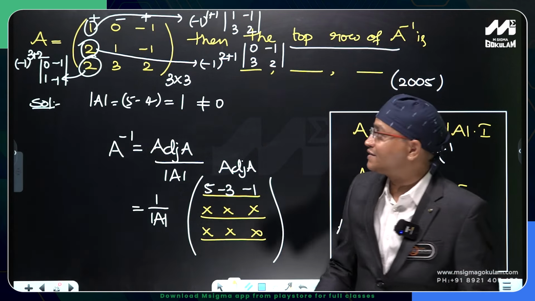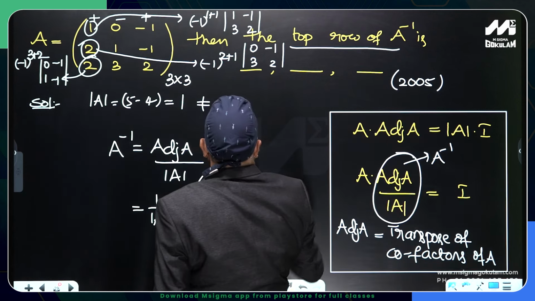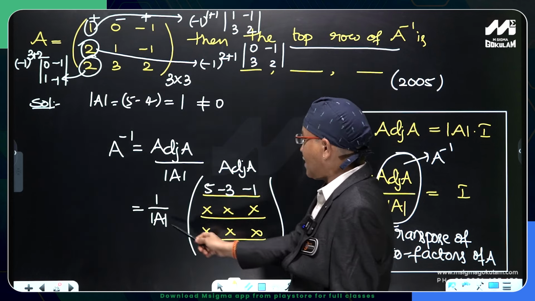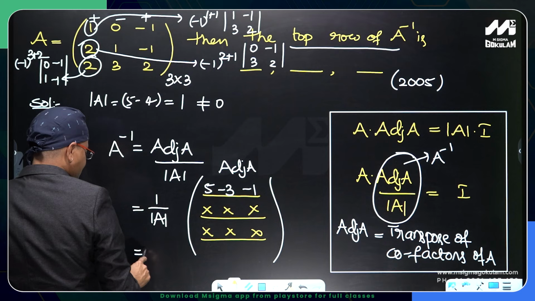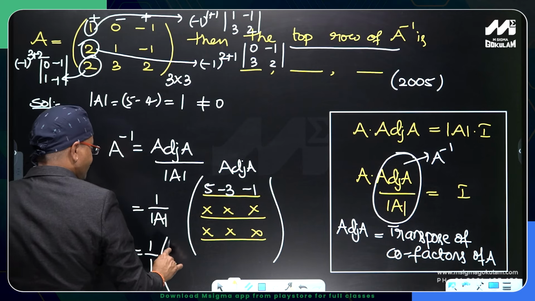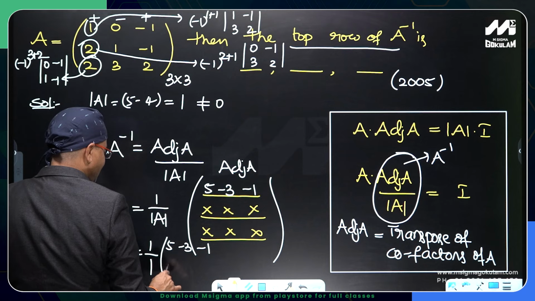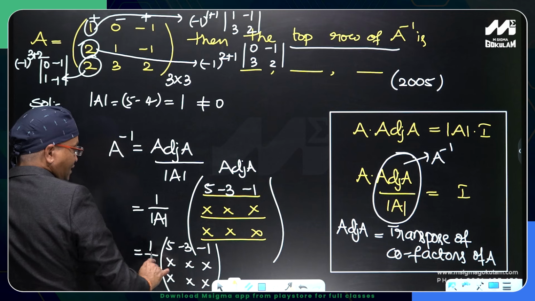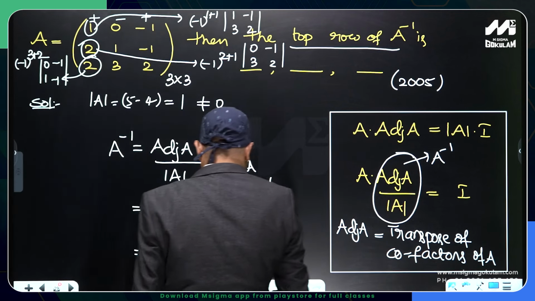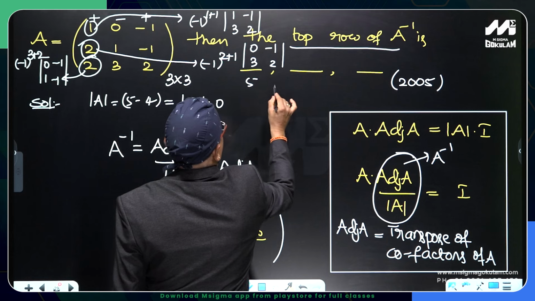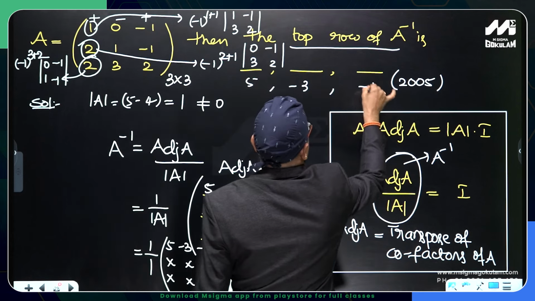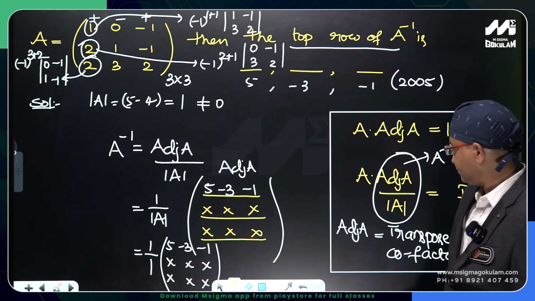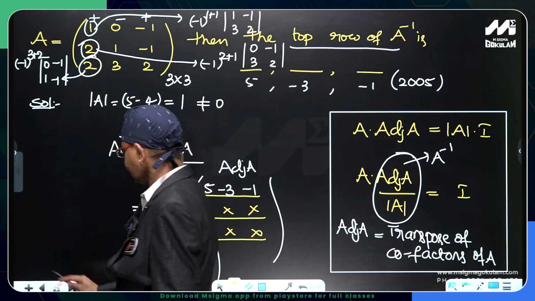Transpose of cofactors means first row cofactors, we get first column. According to my question, here first row means here first column cofactors. Already det A value 1 we have found. So, 1 by 1 into 5, minus 3, minus 1, remaining I don't bother. Simply, the answer is 5, minus 3, minus 1. These are the top row elements of A inverse. Clear? Next problem.